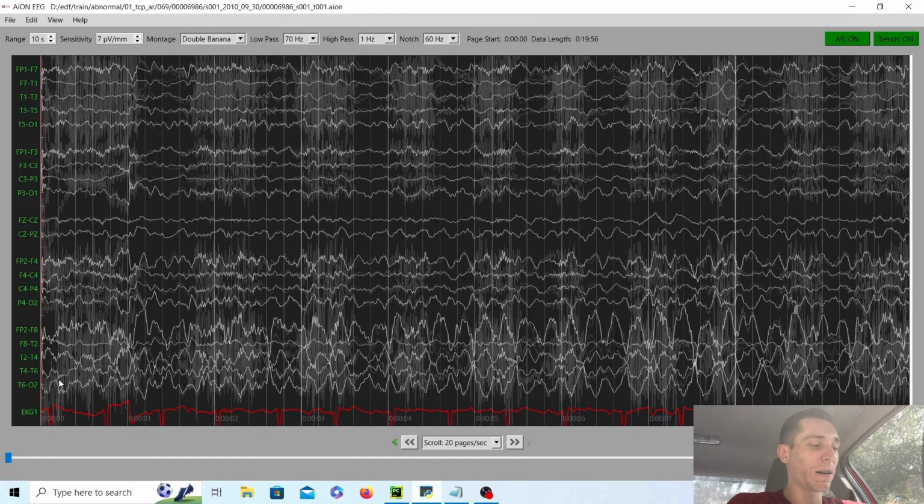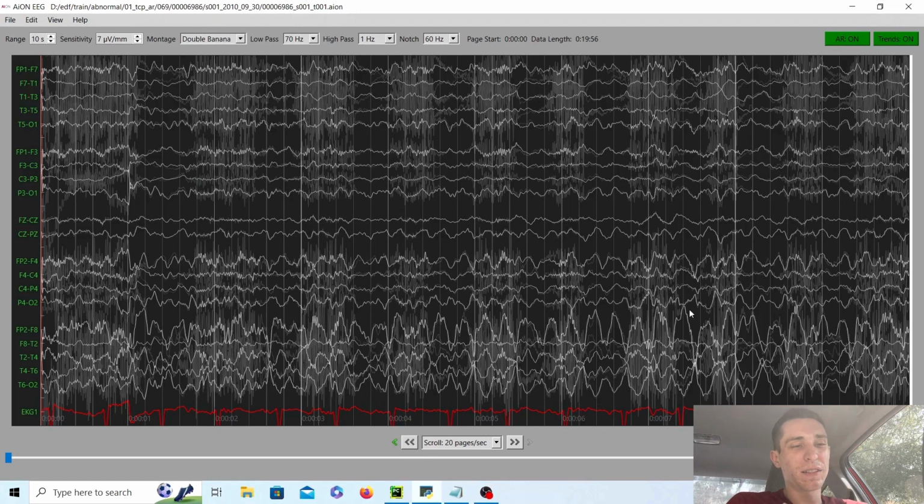If you compare the right temporal chain in your double banana montage, which is here at the bottom, and you compare it to the left temporal side, something's a little off here, guys. This one's like a little lower amplitude. This one's definitely higher amplitude. You're seeing like little spikes. You're seeing a little spike and wave action here.